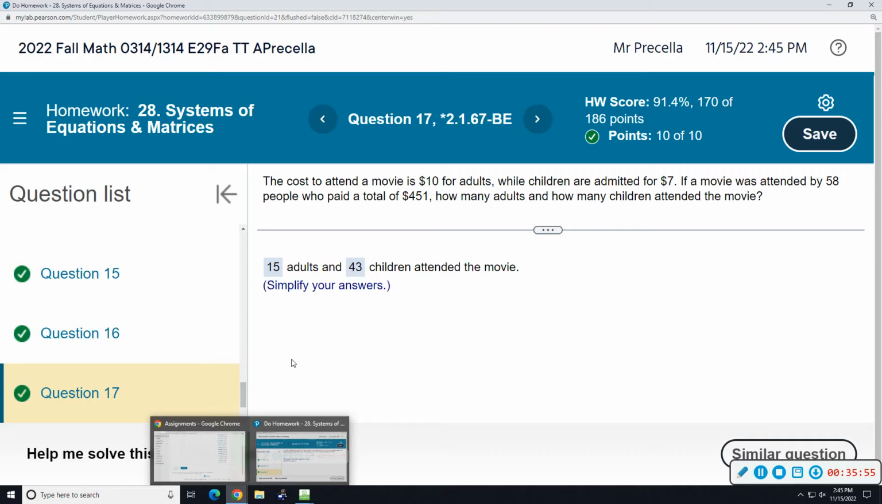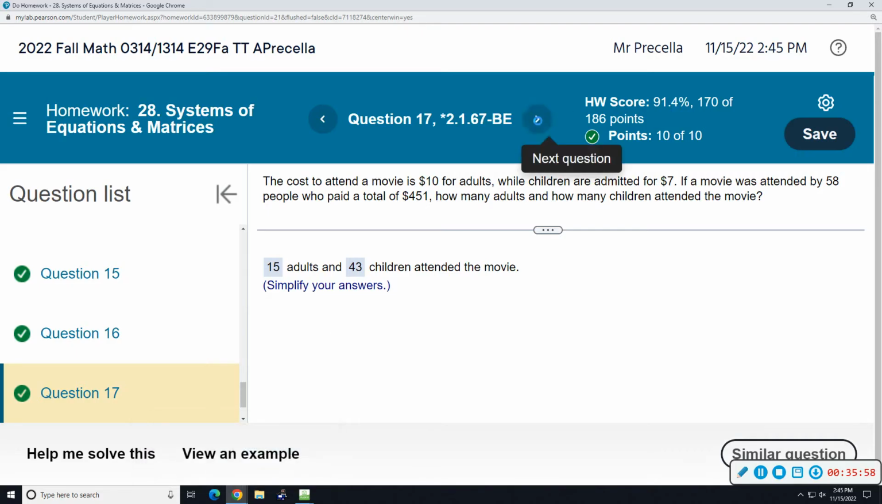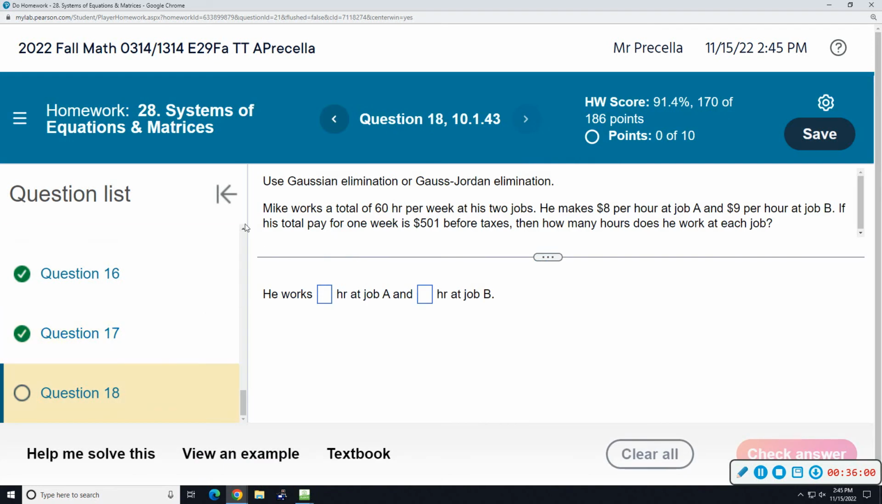Okay, number 18. Oh, wow, this is the last one, so it's got to be the hardest. Ignore this, use Gaussian elimination or Gauss-Jordan elimination. Just do plain old elimination or substitution. We could use Cramer's rule if we wanted to, but I doubt we want to. Mike works a total of 60 hours per week at his 2 jobs. Oh, wow, this is a bad state of affairs. Someone working 60 hours a week. He makes $8 per hour at job A and $9 per hour at job B.